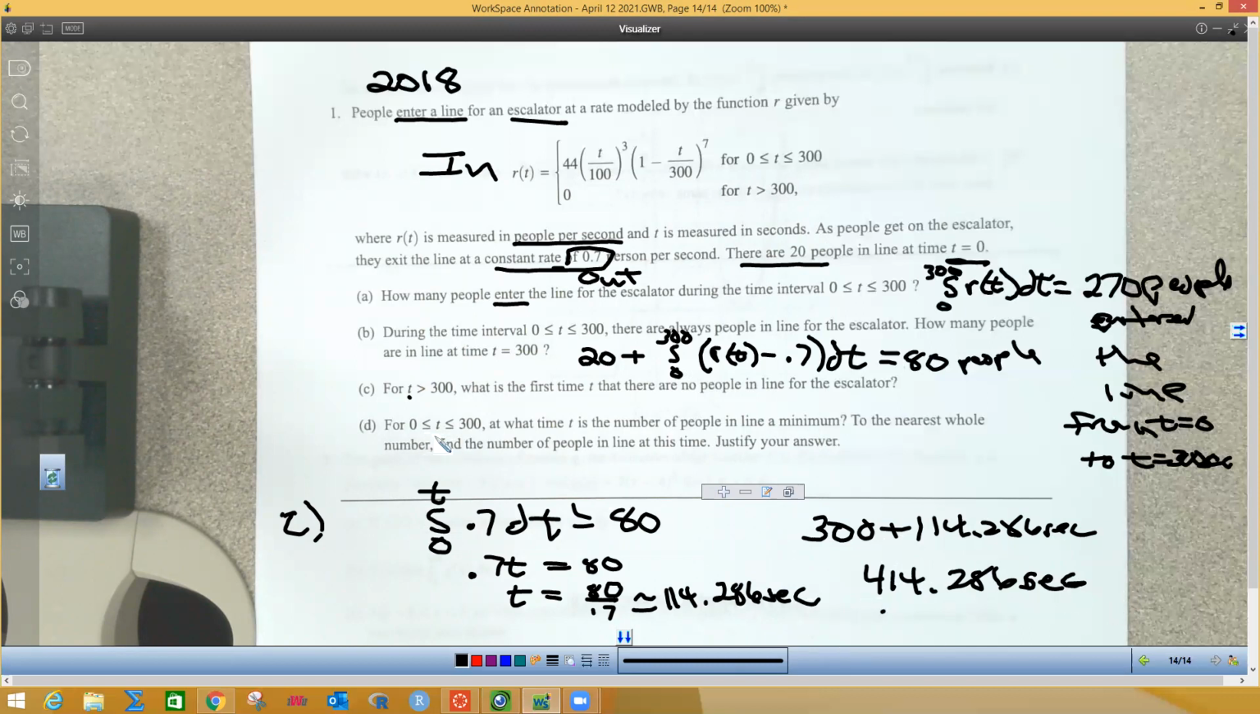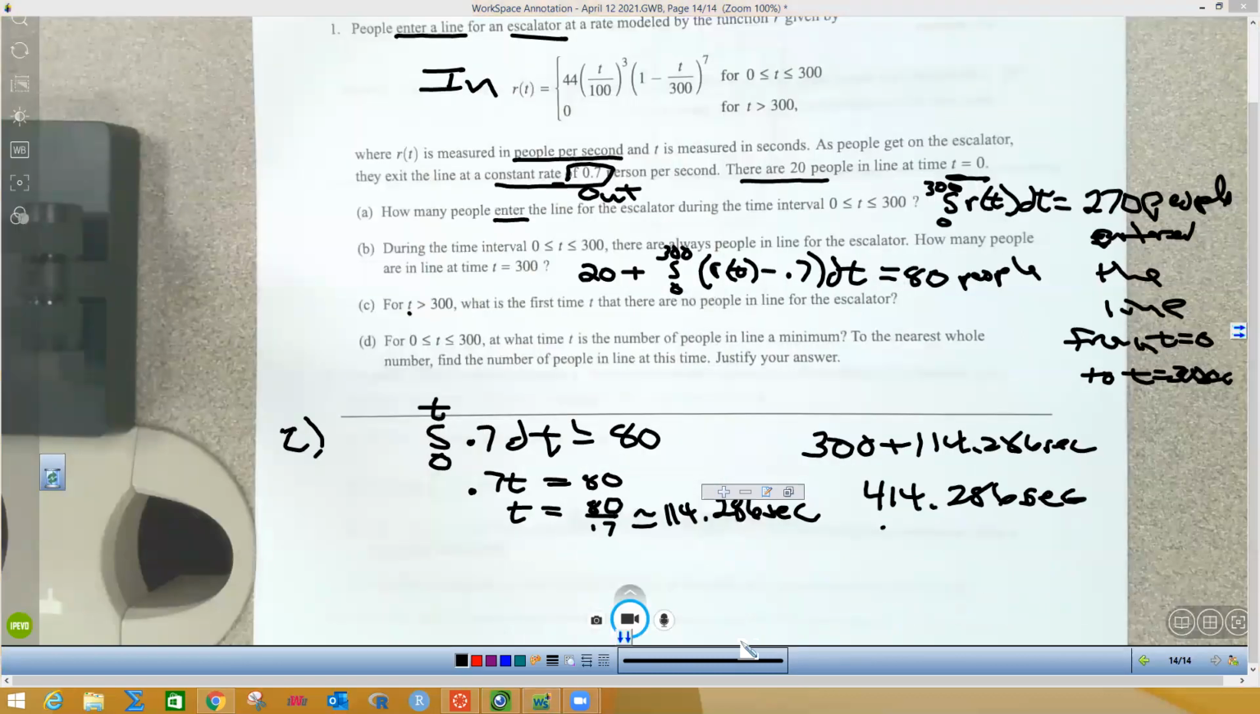And now we got part B, which says for 0 to 300, at what time t is the number of people in line a minimum? Okay, so what we want to do here is graph this thing, because we want to know at a certain time when this thing is going to be at a minimum. So we want to use this rate to graph this, and this rate is going to give us the critical numbers. We're looking for the critical numbers. Now, it's not only this, but it's also these people coming out of line.